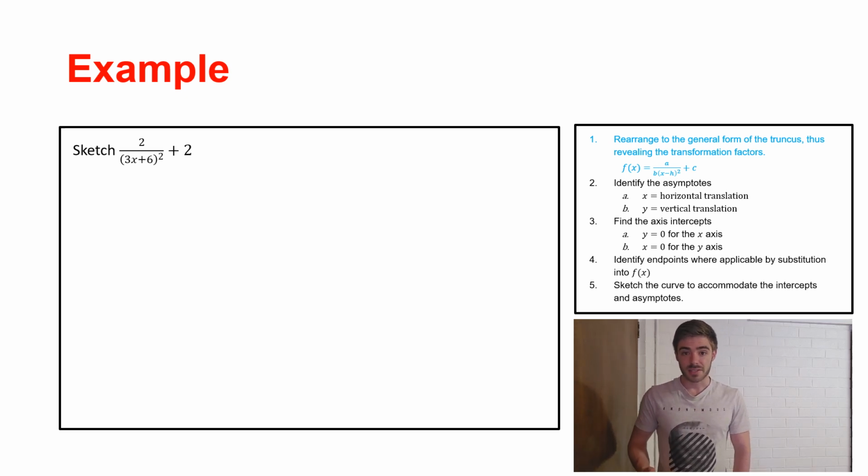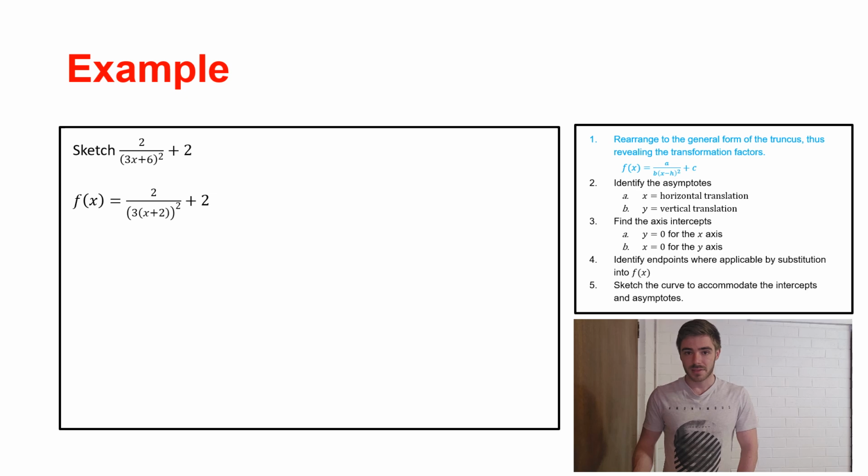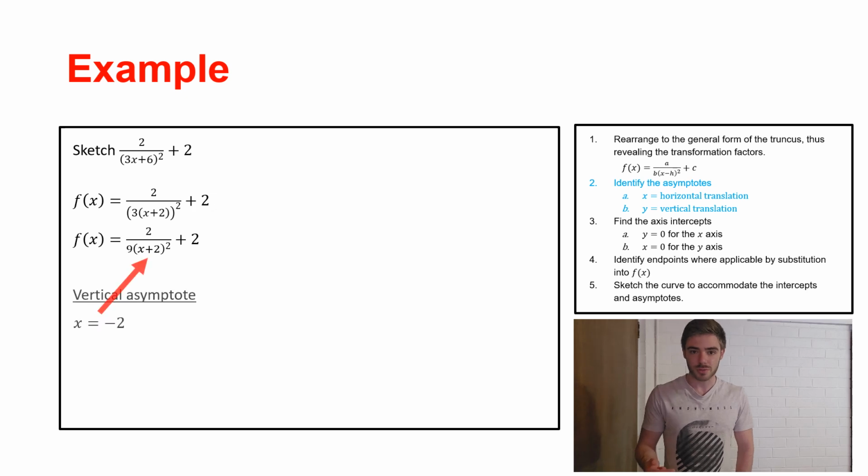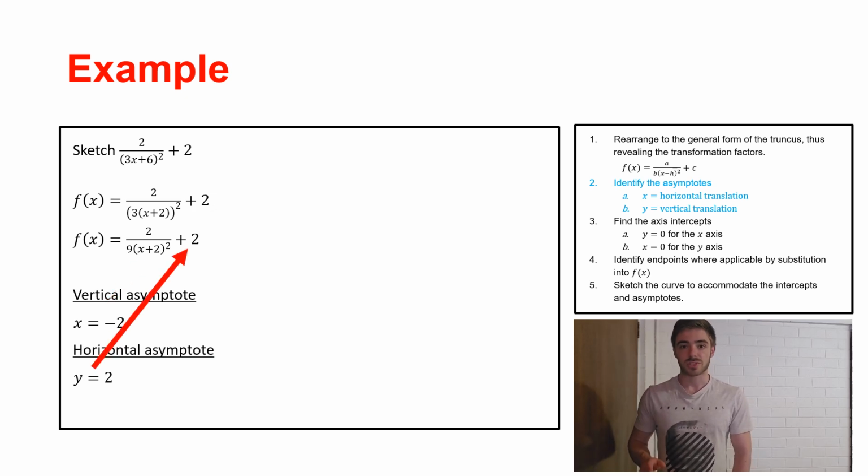In this case, we just need to take the coefficient off of the x. And in the case of the truncus, we can even take it out a step further by taking it outside of the squared term, although this isn't strictly necessary. From here, we can easily see where the asymptotes are. The vertical asymptote is dictated by the horizontal translation, so we're going to have a vertical asymptote at x equals negative 2. And the horizontal asymptote is dictated by the vertical translation, which is going to give us a horizontal asymptote of y equals 2.